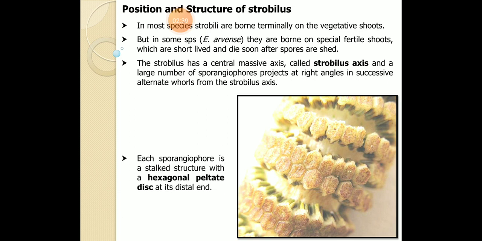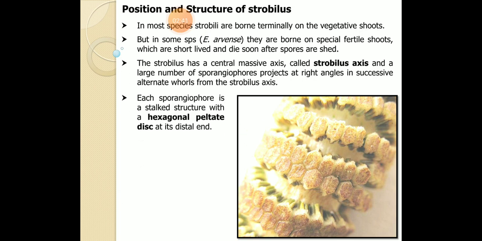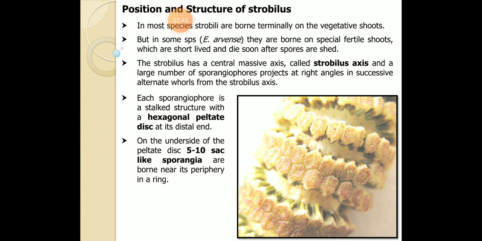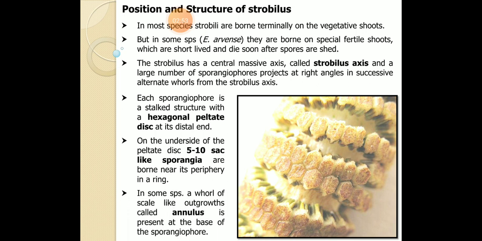So this is the strobilus structure, and each sporangiophore is a stalked structure with a hexagonal peltate disc. On the underside there are 5 to 10 sac-like sporangia, and usually an outer growth consisting of the annulus is present. Where do you find the annulus? In the strobilus of Equisetum, you will find the annulus.